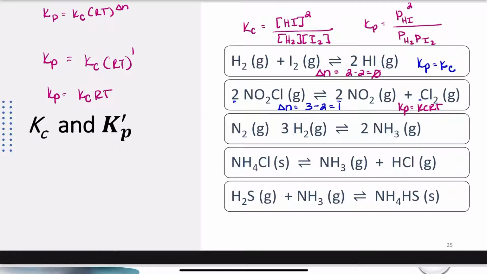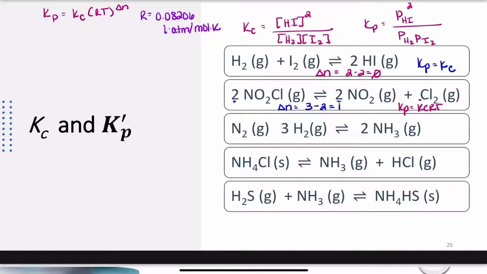And remember R, your gas constant, is 0.08206 liter atmosphere per mole K. You can convert to other units if you remember the conversions between atmosphere and torr, atmosphere and pascals, atmosphere and kilopascals, atmosphere and millimeters of mercury. You can convert to the other versions of R.